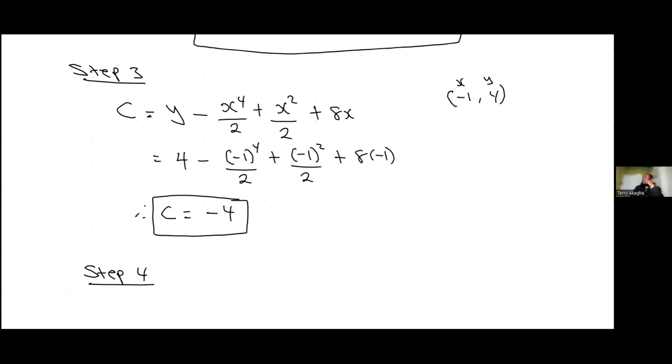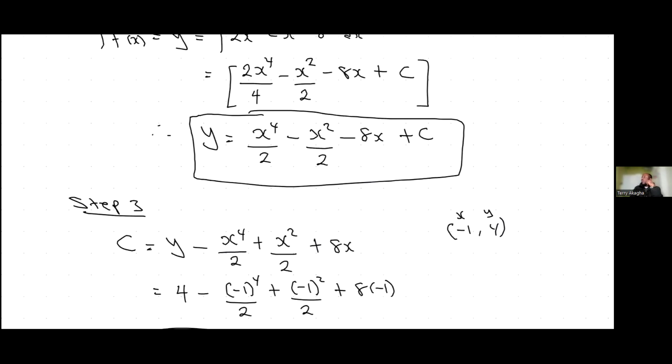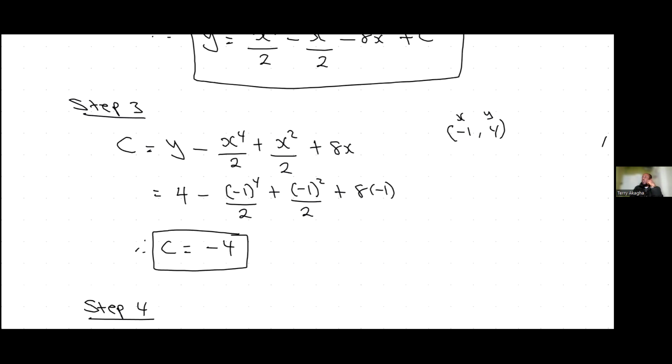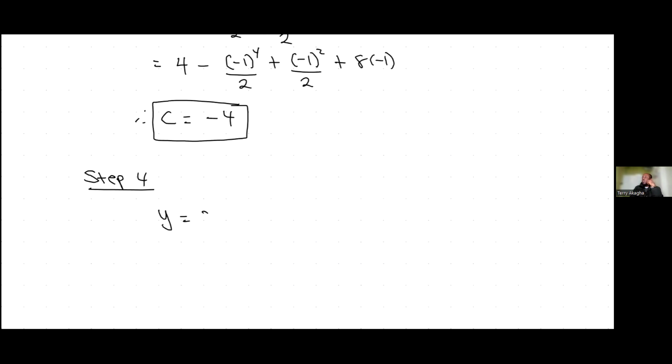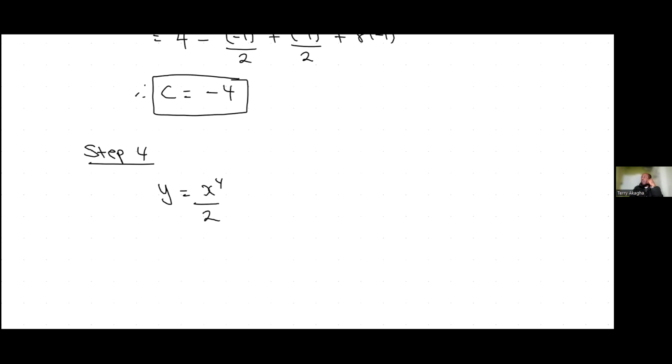So I'm going to write it down. So we had y. So y is equal to x⁴ divided by 2 minus x² divided by 2 minus 8x plus c. But the c now is -4. So it's going to give us y will be equal to x⁴ divided by 2 minus x² divided by 2 minus 8x plus, in brackets, -4.